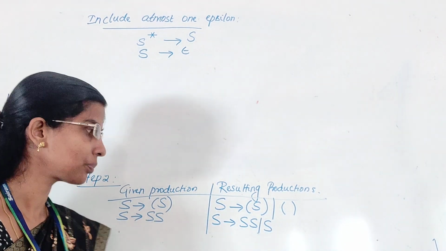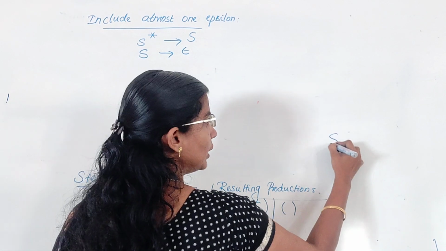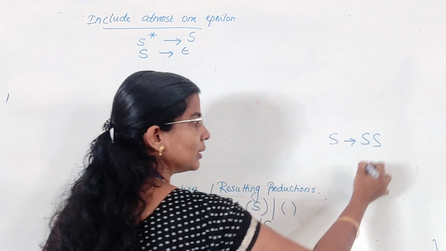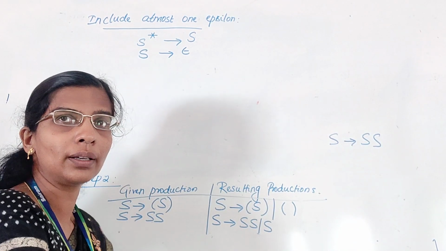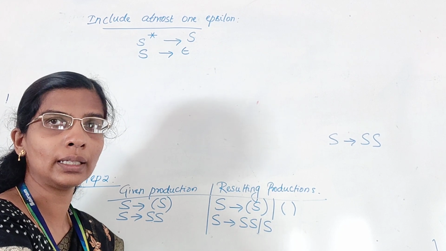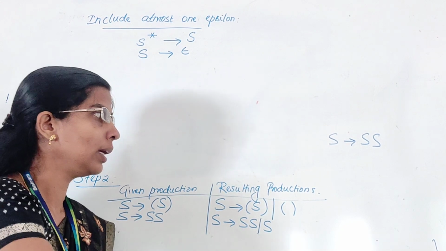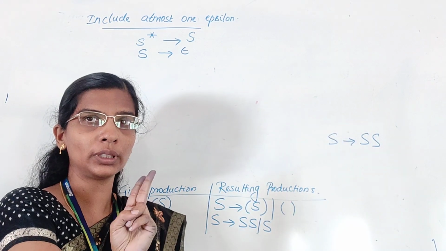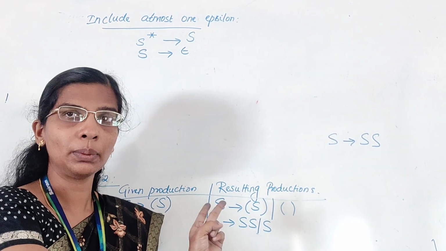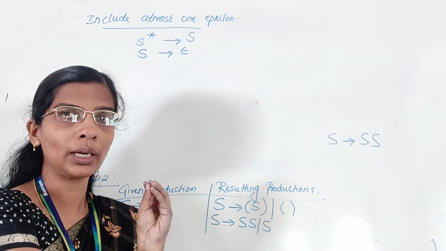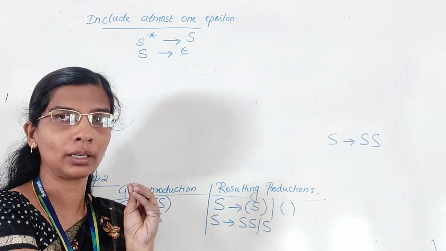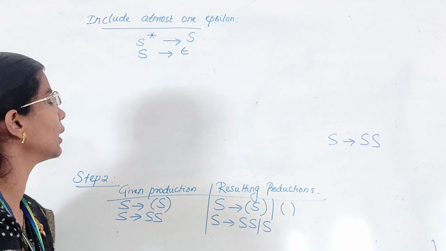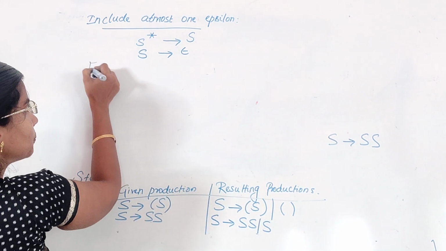Take this rule, S tends to SS. Check whether this is a symmetric rule. In the LHS I have only 1 S, and this S is in RHS 2 times. So it is a symmetric recursive rule. So I have to eliminate this symmetric recursive rule.